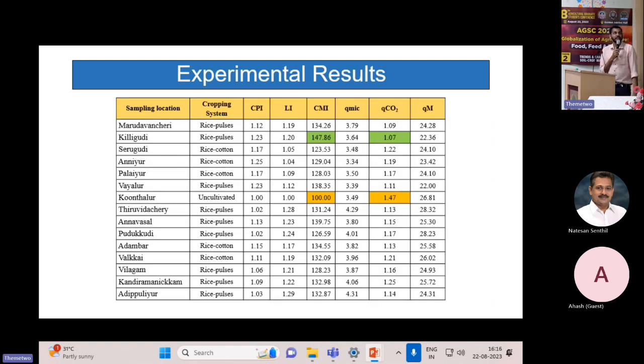And these are the indices where CMI is the carbon management index. It was highest under the rice pulses compared to the rice cotton cropping systems. Since the uncultivated land use was taken as reference, the value was taken as 100, from which the remaining indices were calculated.